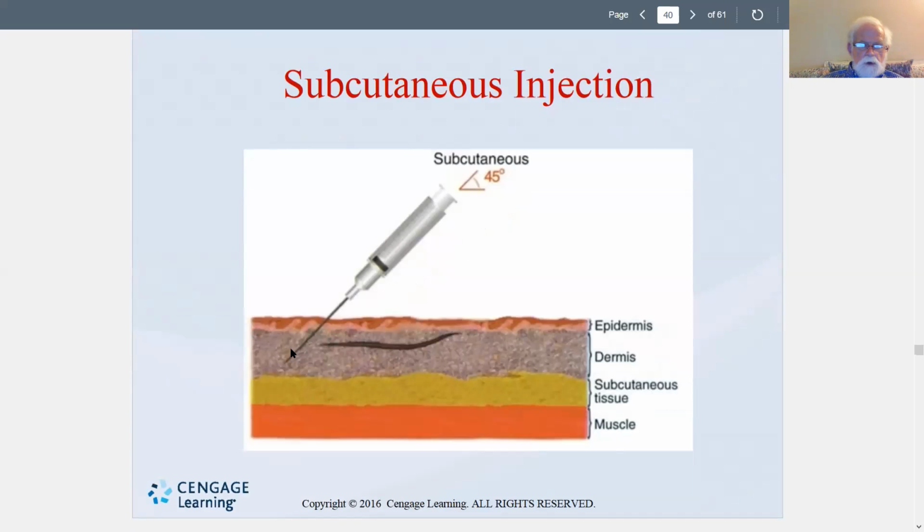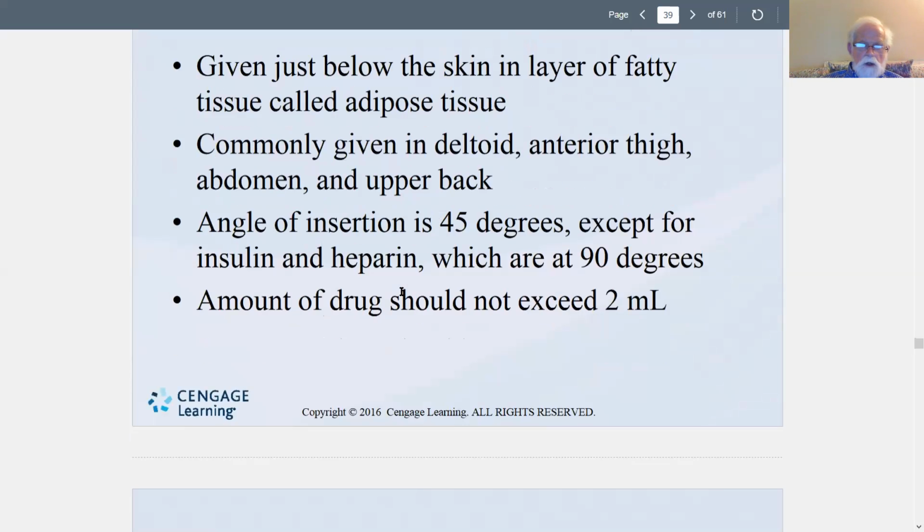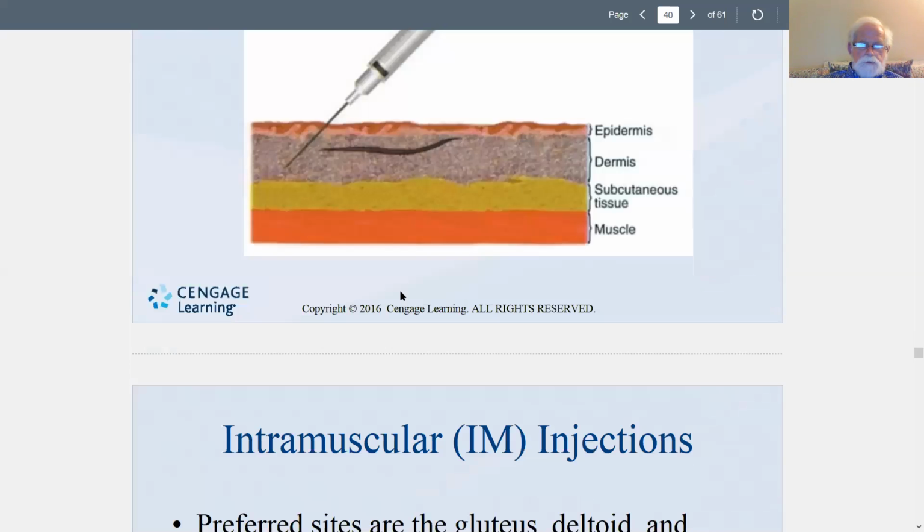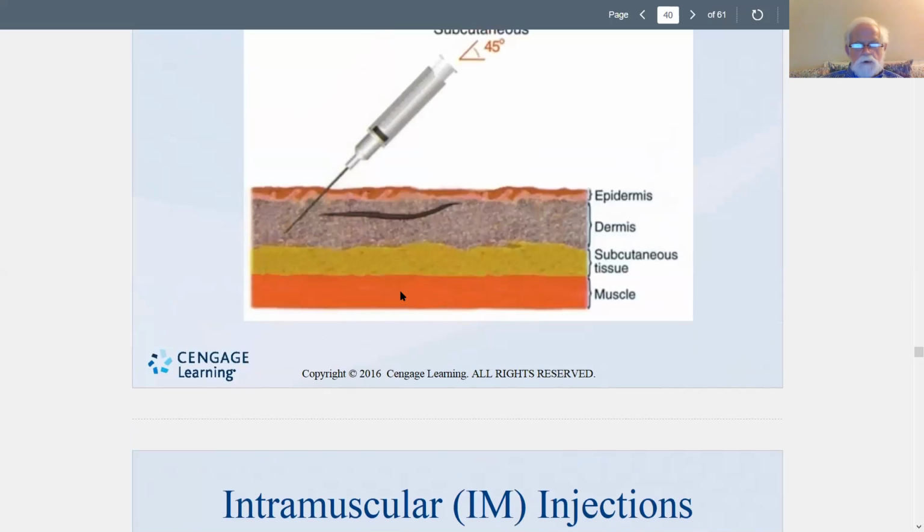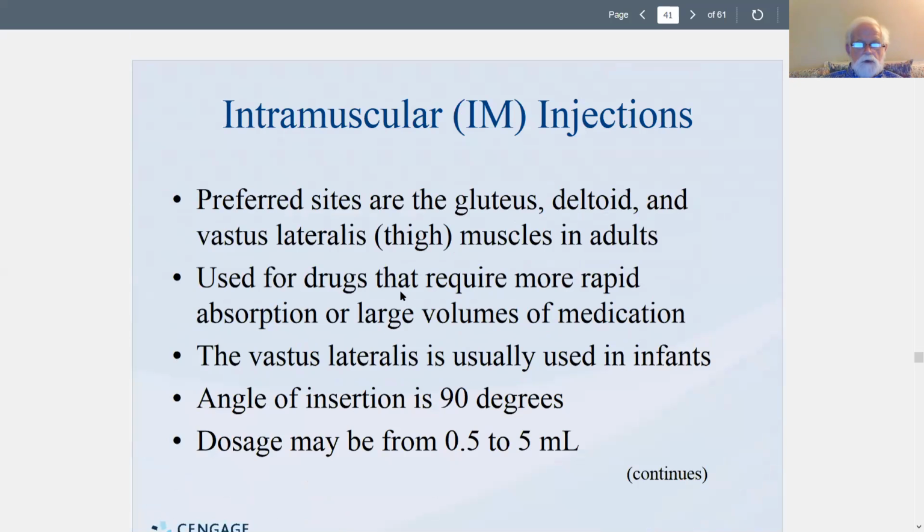Subcutaneous, so here's a picture, goes down into the subcutaneous layer. We generally will go the entire length of the needle. It's generally a bit shorter than an intramuscular. It can be 5/8 of an inch, and that's what I generally use.